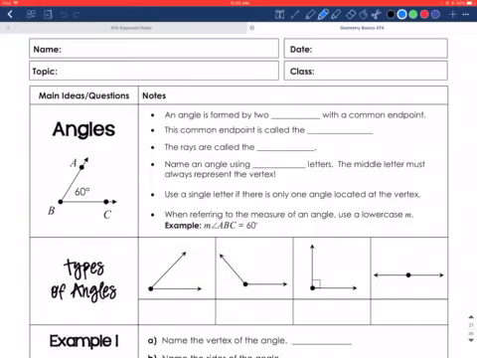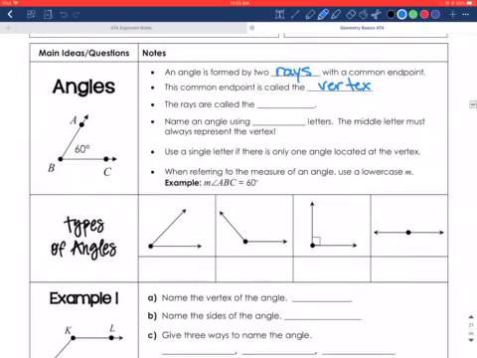So, angles. An angle is formed by two rays that share a common endpoint. And that common endpoint is called the vertex. For these notes, I'll kind of just fly through it. We do have another set of notes for the 22nd, and then we'll do practice on that. So, those rays are called the sides of an angle.